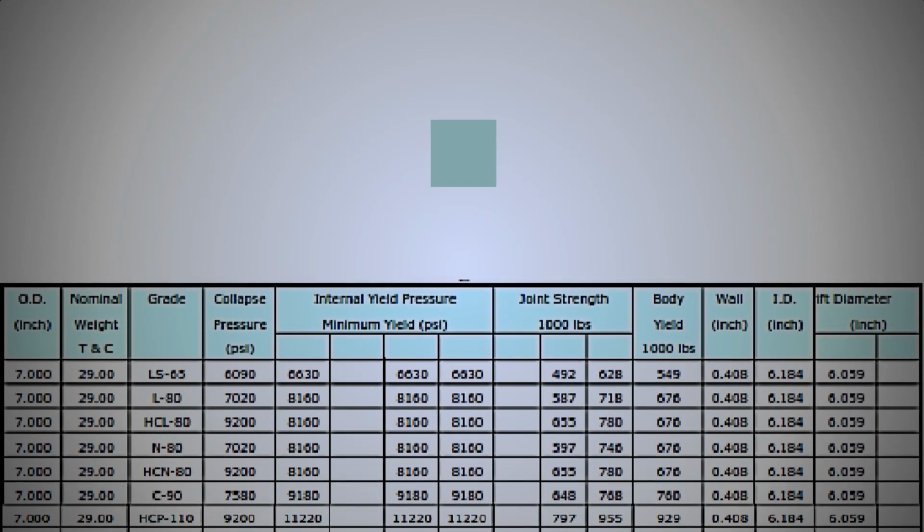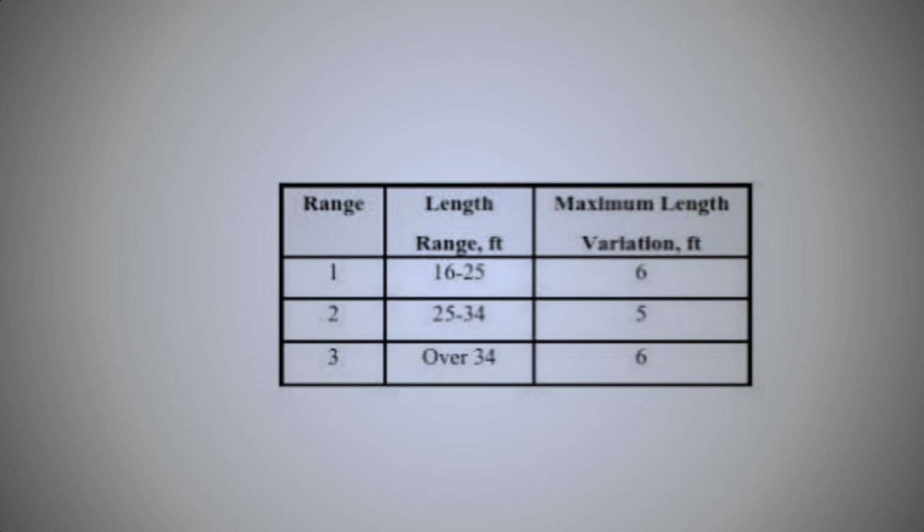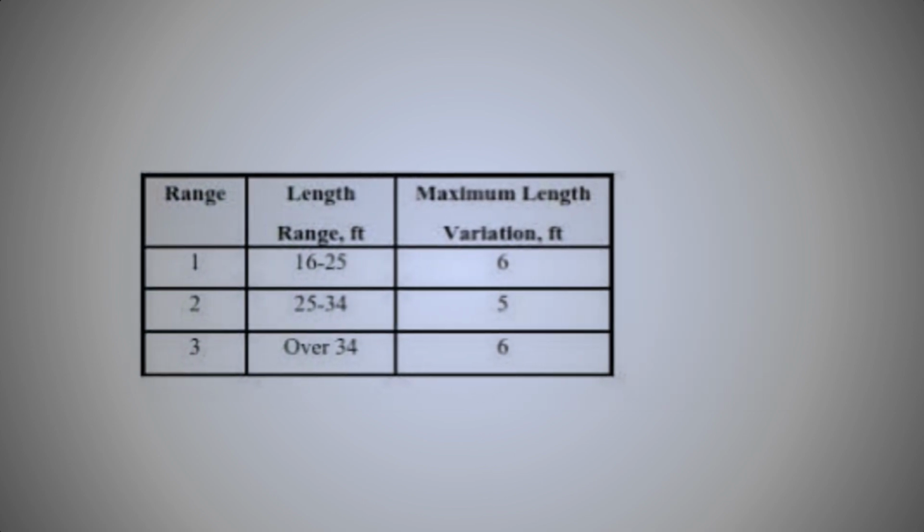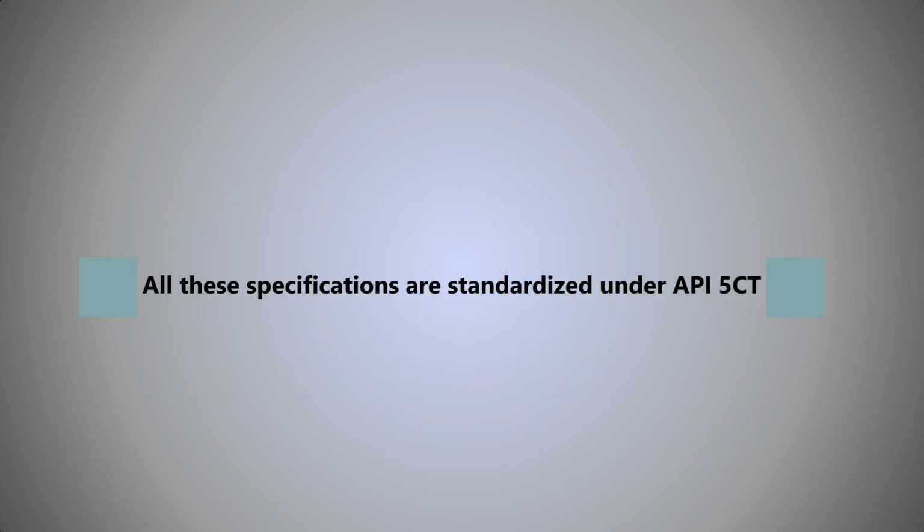Casing is also classified by length range, such as range 1, range 2, and range 3. Longer joints reduce the number of connections, which can improve running efficiency and reduce leak risk. Most modern operations prefer range 2 or range 3 casing. All these specifications are standardized under API 5CT, ensuring consistency, quality, and compatibility across the industry.